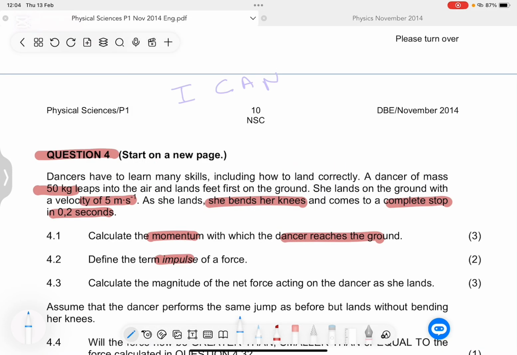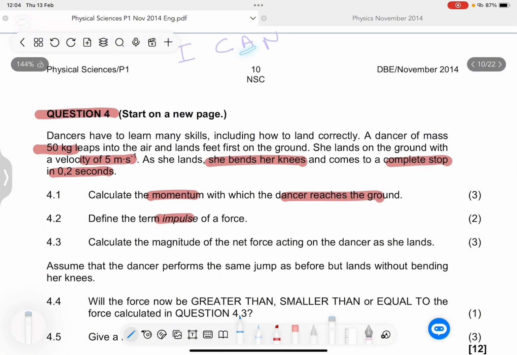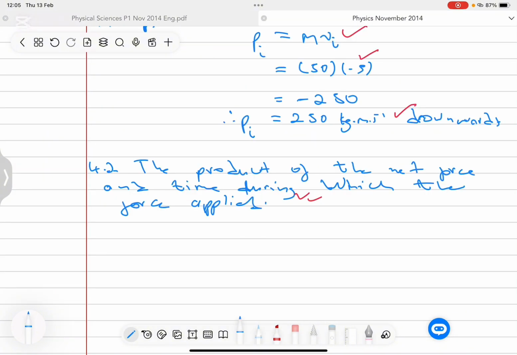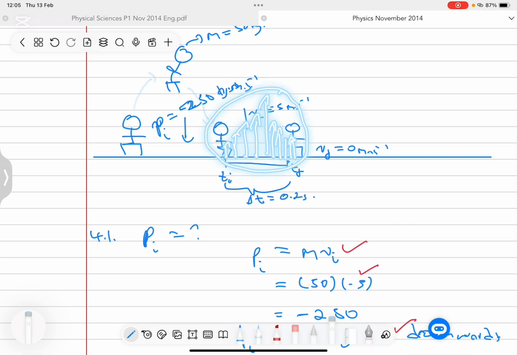Now we then go to the next question. In other words, in our rules, we go then to the A rule again. Question 4.3 then says to us to calculate the magnitude of the net force acting on the dancer as she lands. Remember that when the dancer lands here, the surface will exert on her a time-varying force until she stops there. There's going to be a time-varying force, meaning forces that change over time.